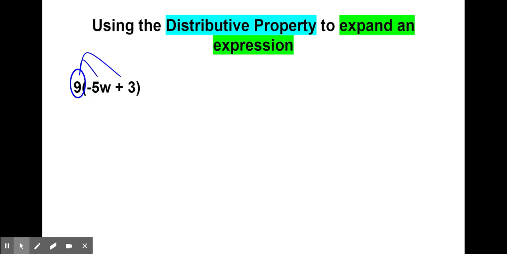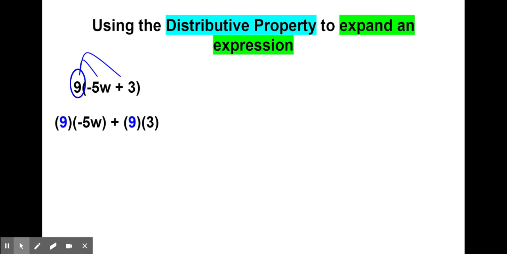We can rewrite this expression to show this multiplication that's happening. We can rewrite it as 9 times negative 5w plus 9 again times 3. Now we have our expanded expression. All we need to do is simplify it for our answer. We're going to use the order of operations. By PEMDAS rules, we'll do multiplication before we do addition.